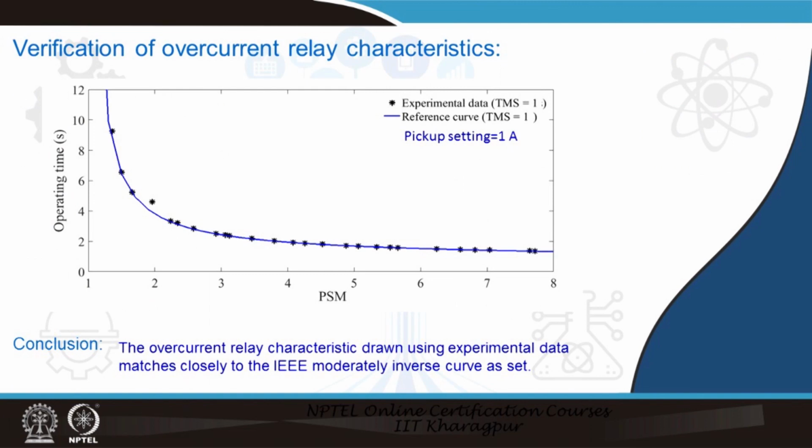After summing up all these sheets which I showed in the table, we plotted the observed points, and also the corresponding reference curve. The reference curve is obtained from that particular IEEE curve equation with k equals this, L equals this, and T equals 1 setting, for a pickup setting of 1 ampere. The solid line is our reference curve from the standard IEEE curve, and the star points are the observed points from the verification of the circuit, and this shows how close the observation points and the reference curve are.